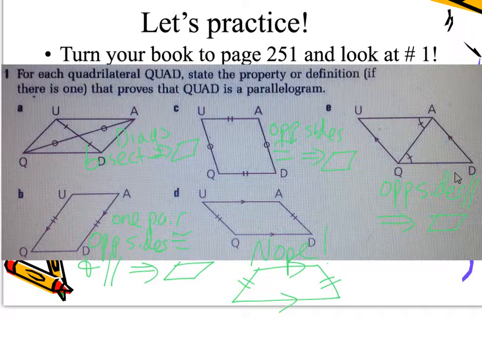And the last one: if opposite sides are parallel, then you have a parallelogram. I only see one pair of opposite sides parallel. Ooh, what about these two? Take a look here. You have a transversal, and these two opposite sides have alternate interior angles that are congruent, therefore I have parallel sides. Sorry, my lines are a bit off, but I hope you get the picture. So I would be able to show that UA and QD are parallel, and then I'd have both pairs of opposite sides parallel. Awesome.